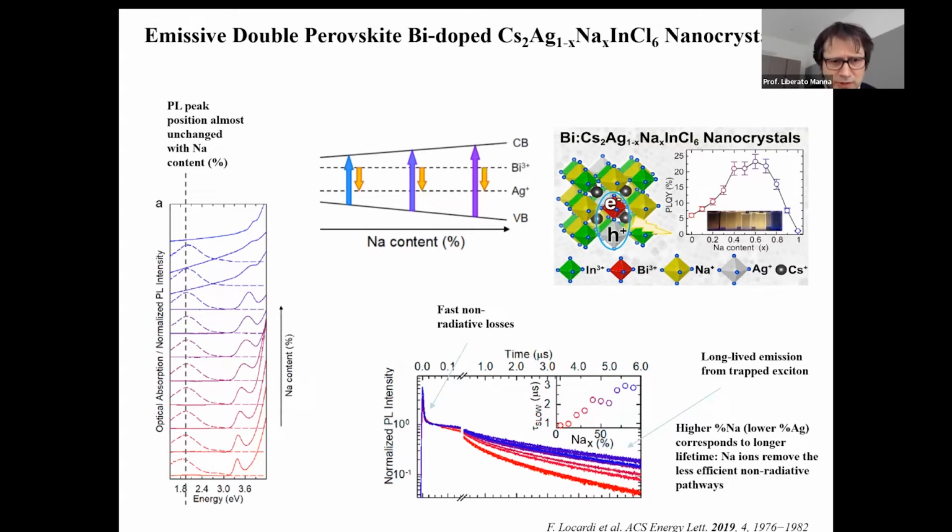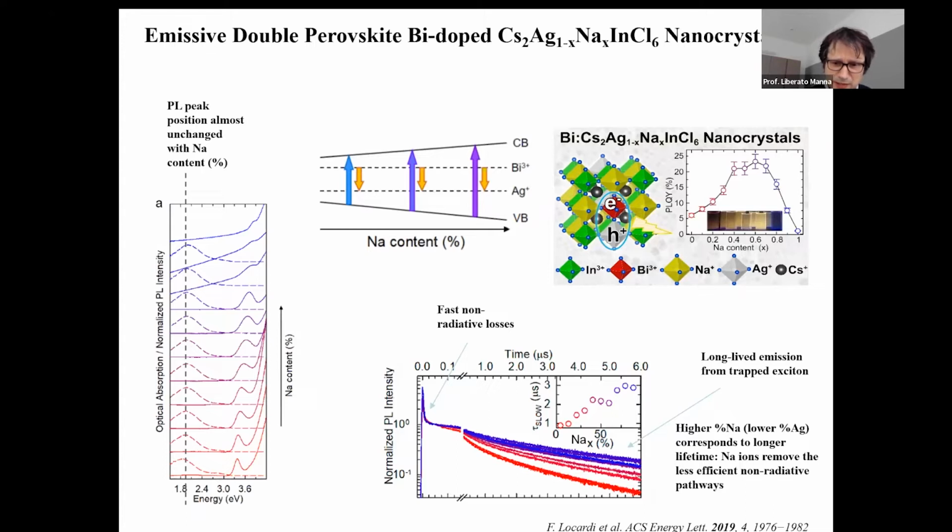So the only thing I want to tell you about this slide is that you can change the ratio of sodium to silver, and you change the band gap of the material, as you see on panel A on the left, basically in the absorption, but the emission is always peaked at, let's say, 1.9 eV or so. And this is because the emission is always from localized states, localized on bismuth and silver chloride octahedra. So this is quite insensitive to the band gap.